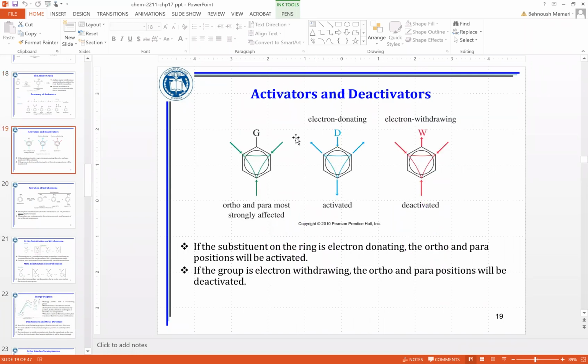In general, when you have a donor group, where G stands for giving, or electron donor group, or activating group, they are ortho and para activators. If you have an electron withdrawing group, the ortho and para positions are going to be deactivated, but the meta position is left out. So the meta position is not deactivated, only ortho and para are deactivated. Electron donors are going to be activated also.